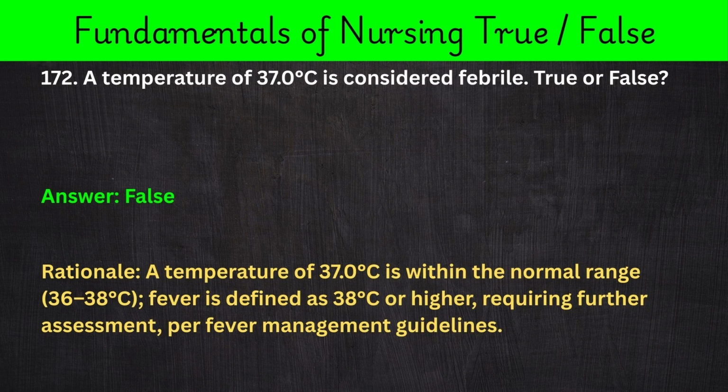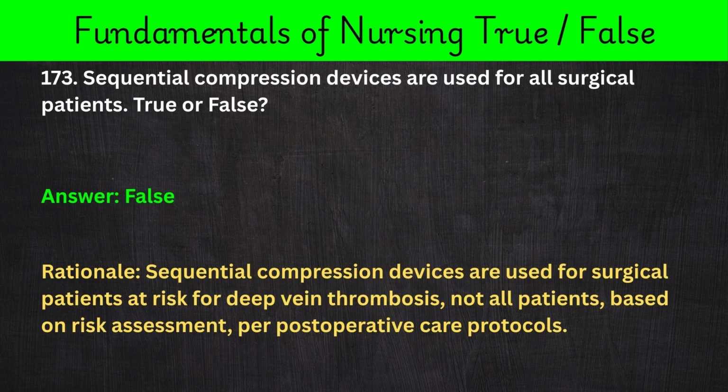172. A temperature of 37.0 degrees Celsius is considered febrile. True or false? Answer: false. Rationale: a temperature of 37.0 degrees Celsius is within the normal range, 36 to 38 degrees Celsius. Fever is defined as 38 degrees Celsius or higher, requiring further assessment, per fever management guidelines.